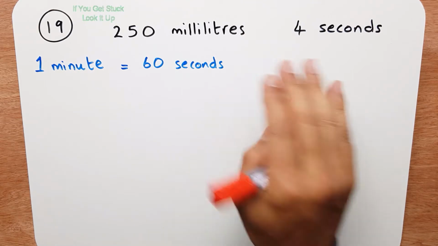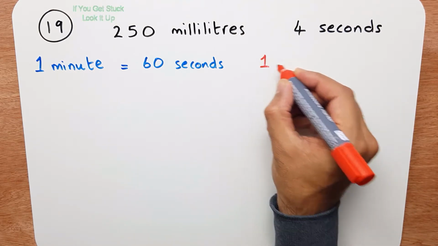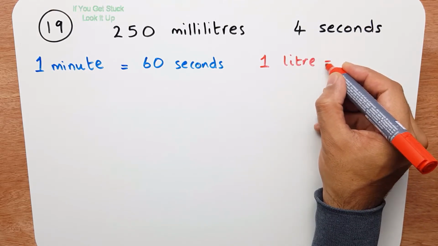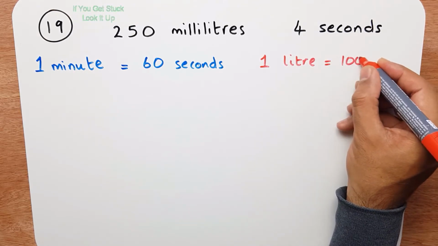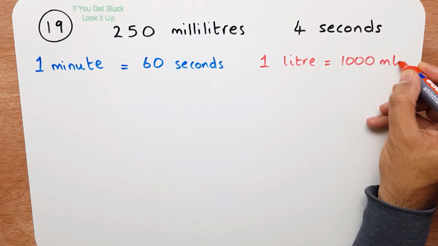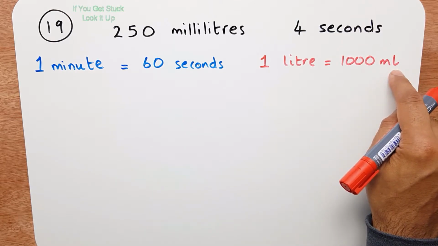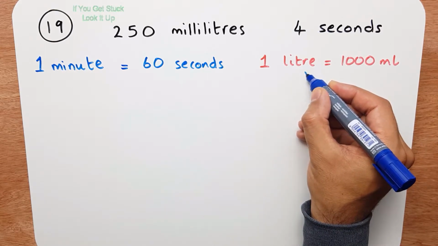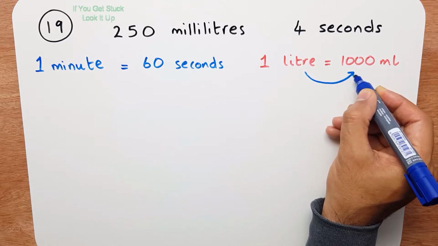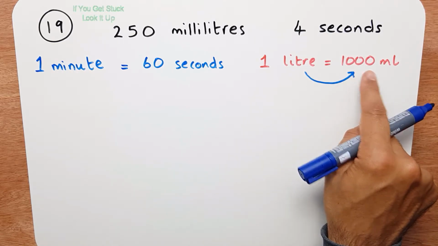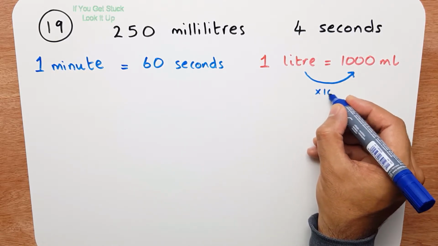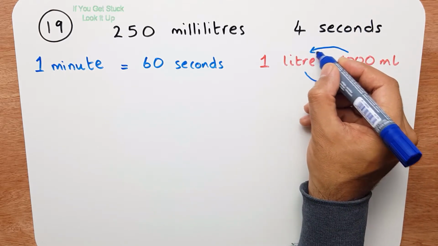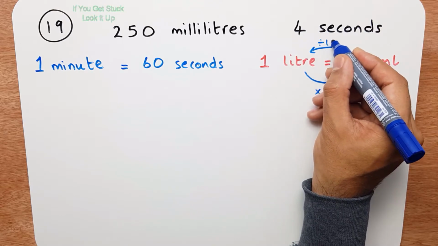Now another thing I want you to know is that 1 liter is equal to 1000 milliliters. And ml is short for milliliters. So let me just write this down. If I want to go from a liter to a milliliter, from 1 to 1000, I simply multiply by 1000. And if I want to go backwards, I divide by 1000.